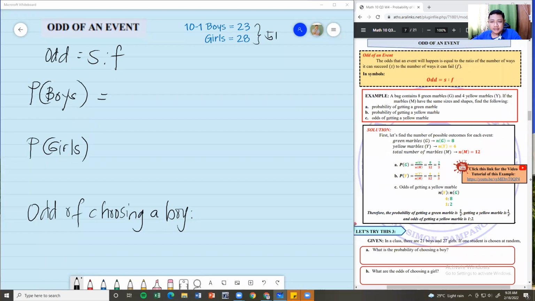Okay. Let's wait for our classmates. Please continue typing. Good. So we have 23 over 51. That's the probability of getting a boy from the class of 51 learners. That's correct. If you want to express it in percentage, it's also okay, no problem. But for probability, if you are not requested to express it in percentage, not a problem. But what's important is you know how to get the percentage.